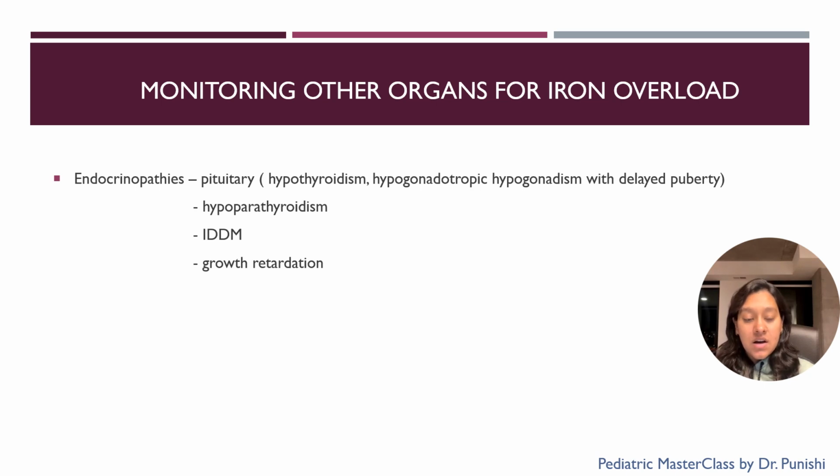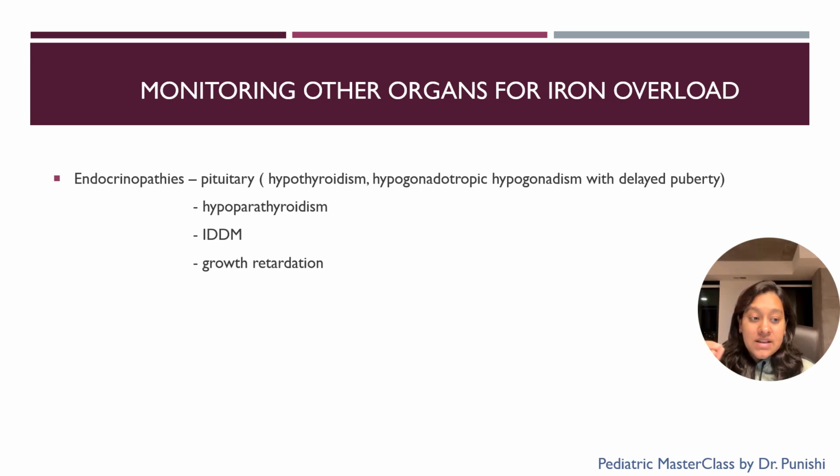After the liver and the heart, the other organs affected by iron overload are the endocrine organs. So the pituitary gland leads to hypothyroidism, and hypogonadotropic hypogonadism, which leads to growth retardation and delayed puberty. You can have hypoparathyroidism, insulin dependent diabetes mellitus, and growth retardation.